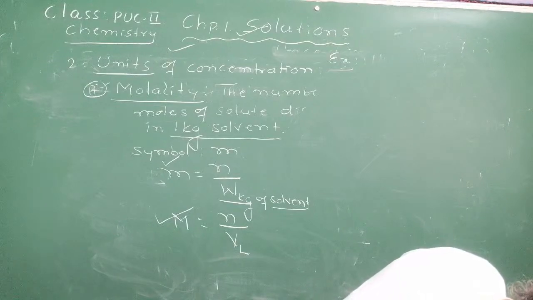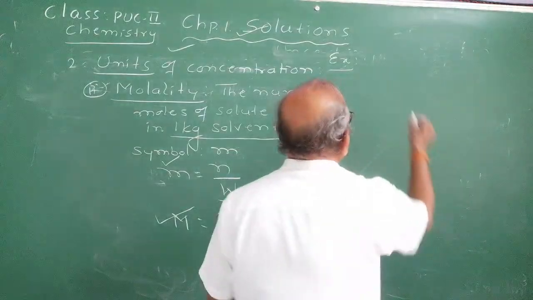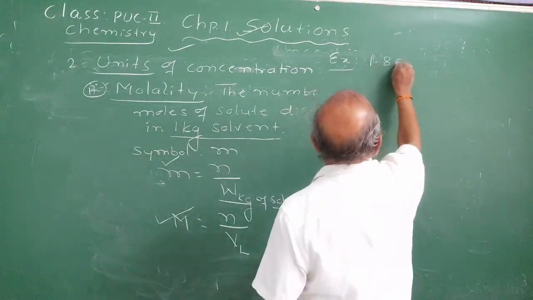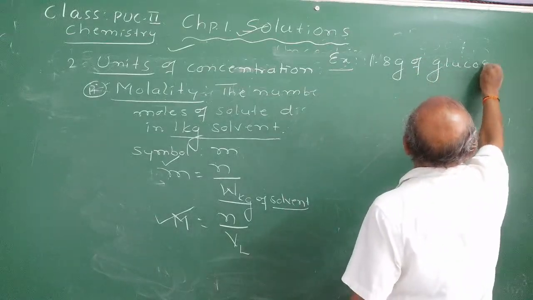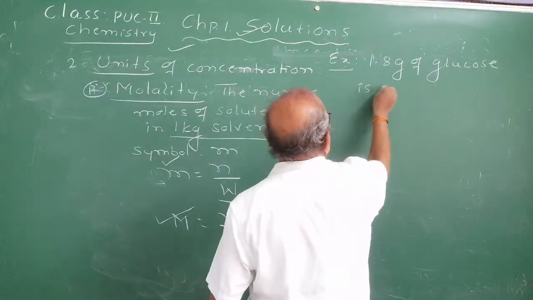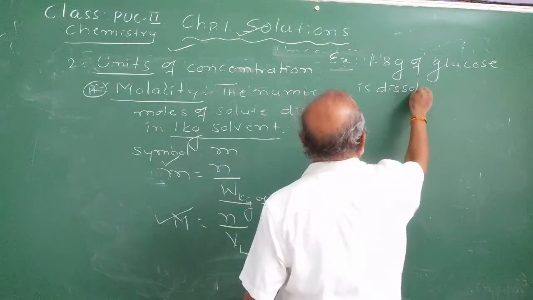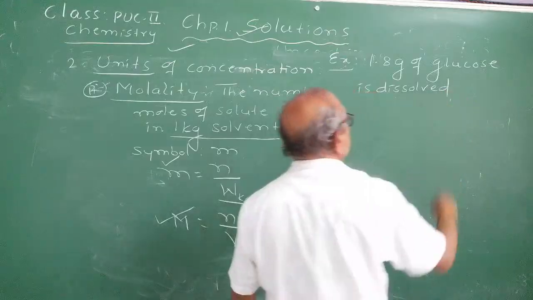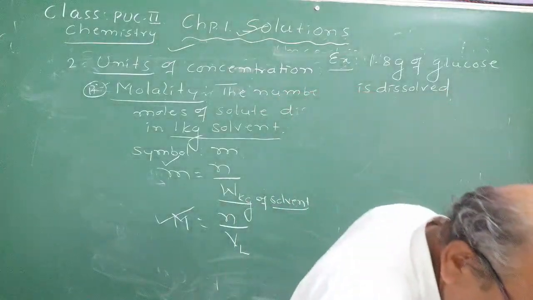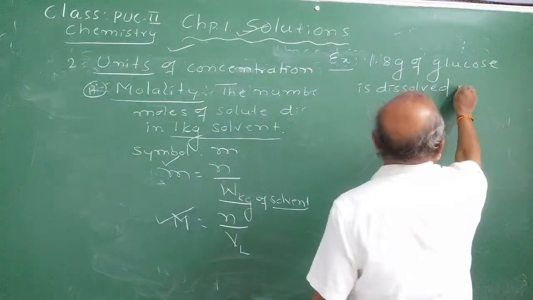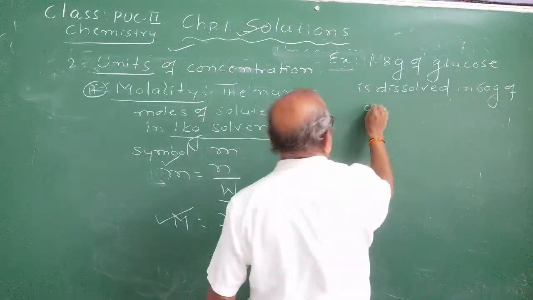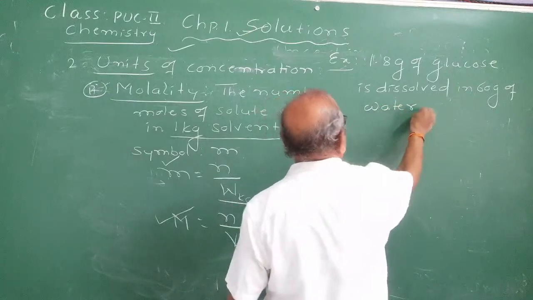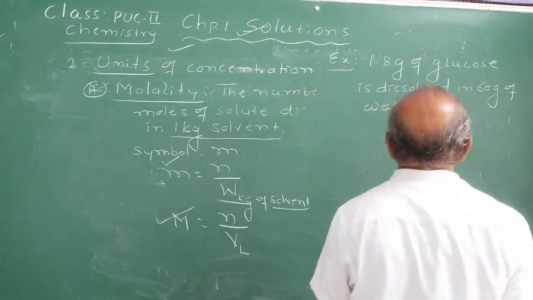Important. Take this one. 1.8 grams of glucose is dissolved in 60 grams of water. See the mass, 60 grams of water.